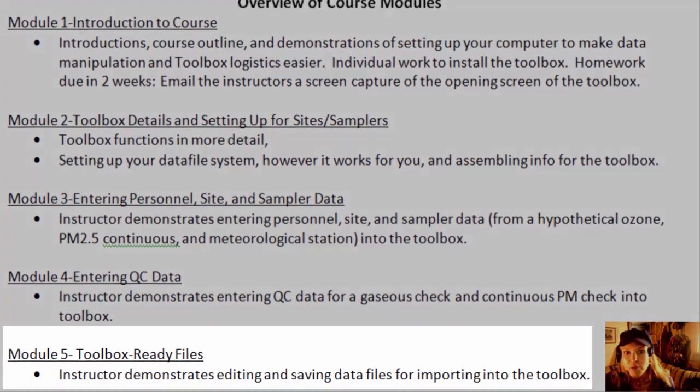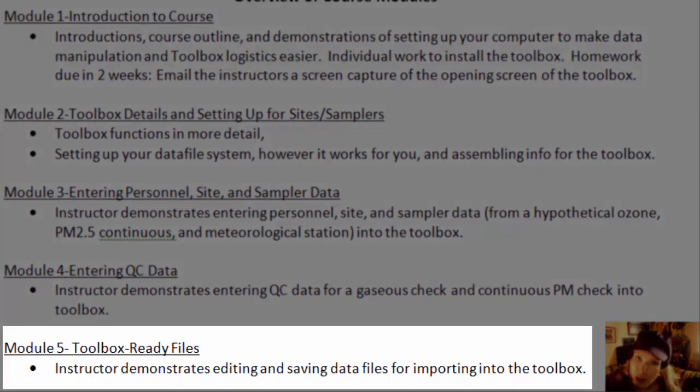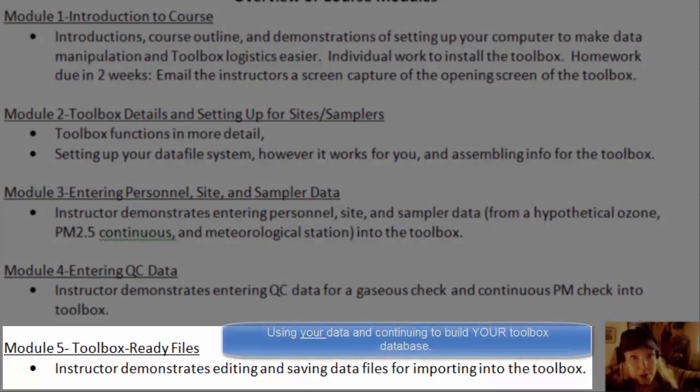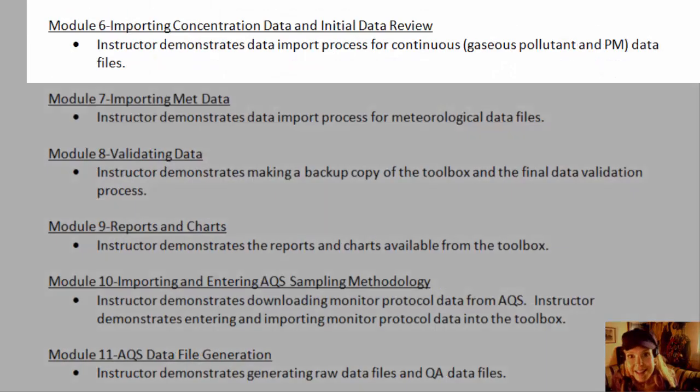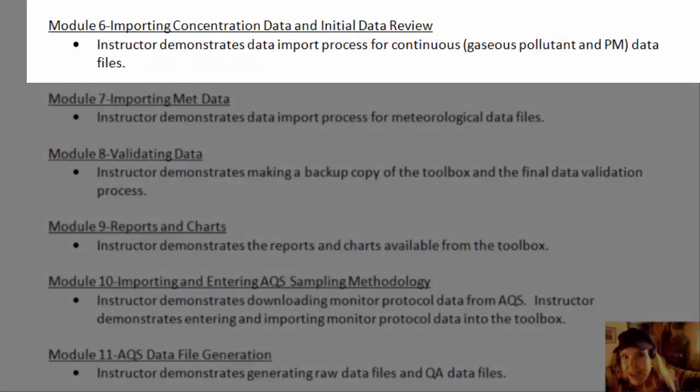The next module 5 is about generating toolbox ready files. These are files that we have examples to demonstrate, but you're going to be using your data. So by this point, you will have been looking at your data, decided which, perhaps of multiple parameters, you want to import into the toolbox, and you'll be getting started actually putting your data into your toolbox. Then the next module, module 6, is actually importing that data into that toolbox, including the initial data reviews.